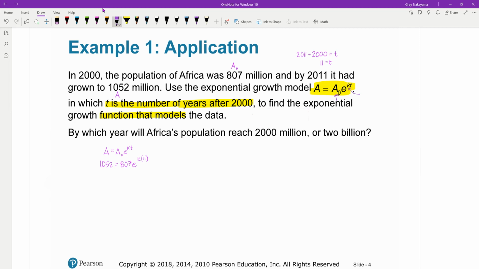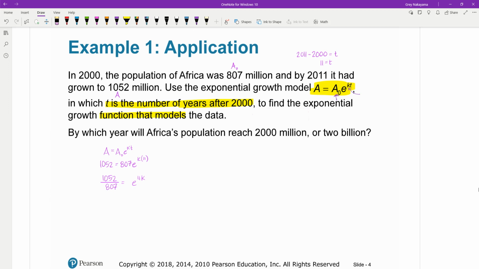Okay, so you're solving for the variable that's in the exponent. And if the variable's in the exponent, y'all, that means that we're going to use logs. But I cannot use a log until I have gotten rid of that coefficient. We talked about that a lot in the previous lesson on solving logarithmic equations. So I have to divide first by 807. And you can pick up your calculator if you want. I don't like to, so I just leave it as 1052 over 807.